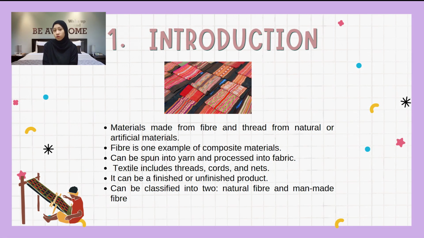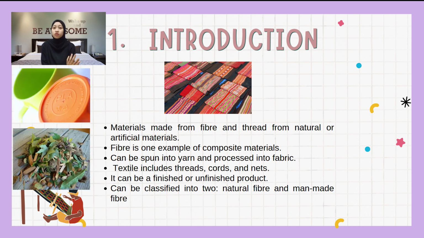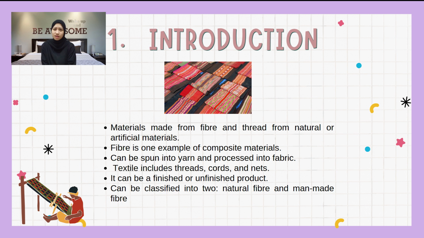I think everybody knows textile, but what is textile? Textiles are created from fibers and threads from natural or artificial materials, and as we know, fiber is one example of composite materials. Composite is composed of two or more individual materials which come from metals, ceramic and polymer. Other than fiber, wood and concrete are also examples of composite. Textile includes threads, cords, nets and a lot more.